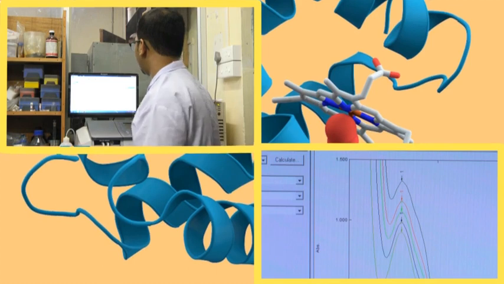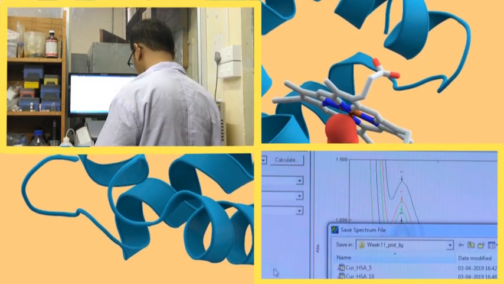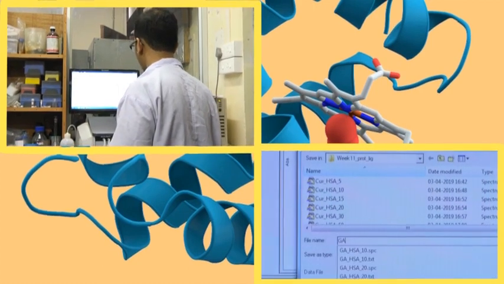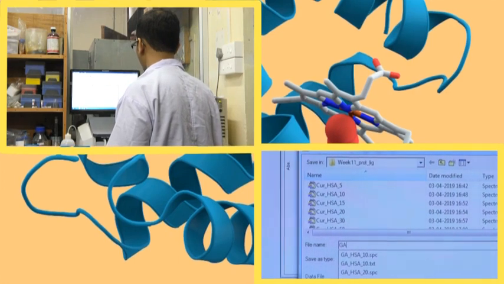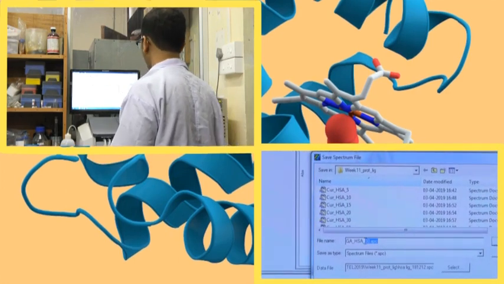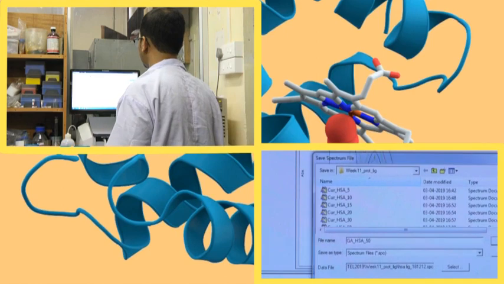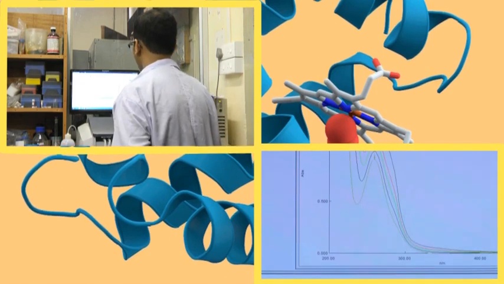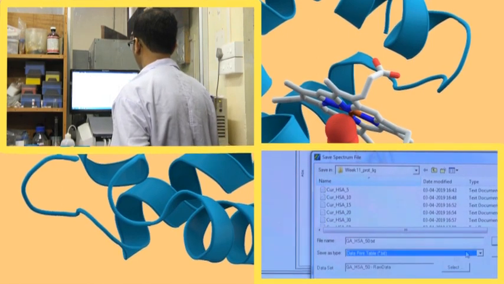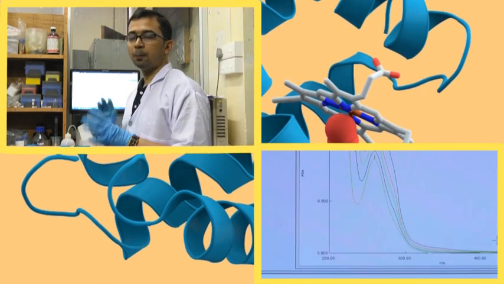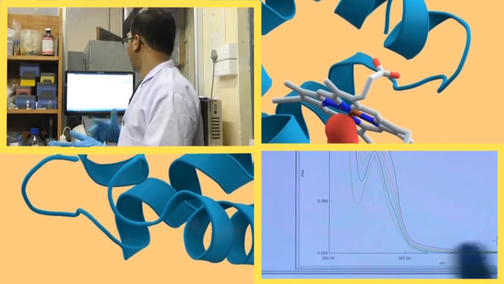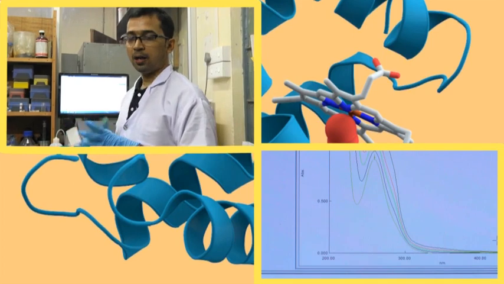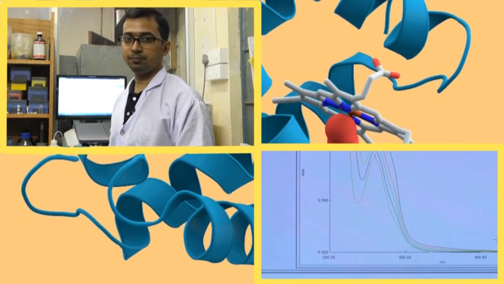So, I am saving this file again as GA HSA 50 text file. Now, we will do the subtraction and see in which range the values come and how the changes occur out here.